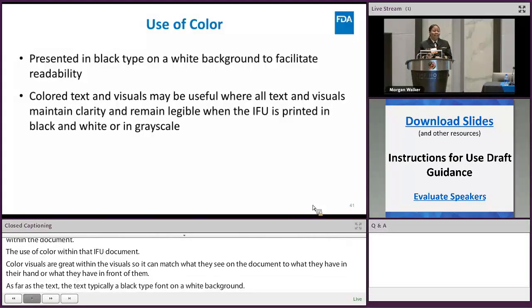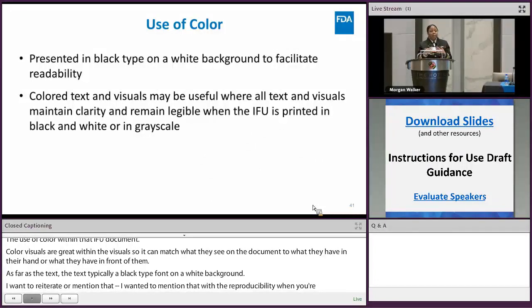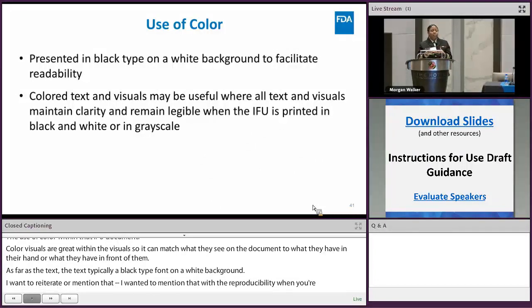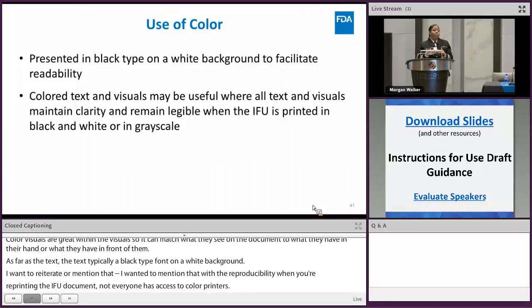I wanted to mention that with the reproducibility when you're reprinting the IFU documents, not everyone has access to colored printers. So when you're developing the colored text or the color visuals, just be mindful that it should be legible and clear when printed in black and white ink and grayscale. You just want to make sure that it's reproducible.